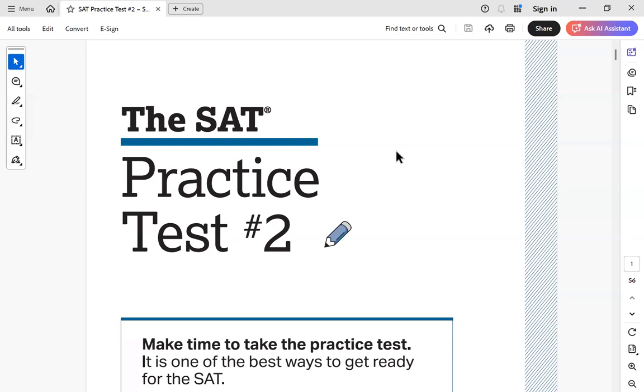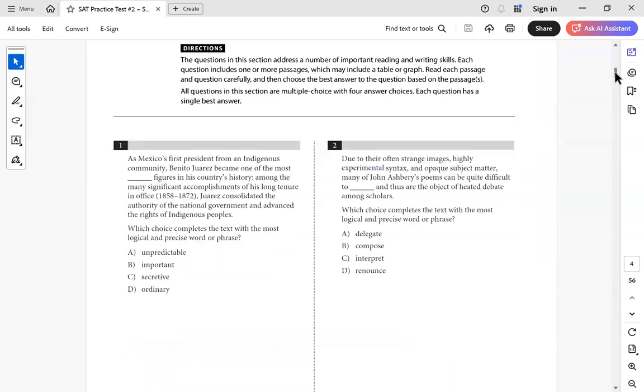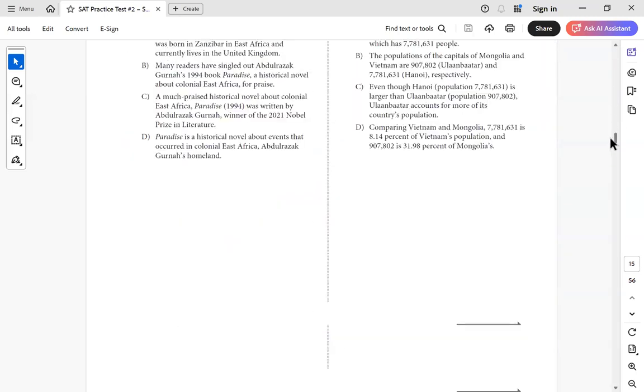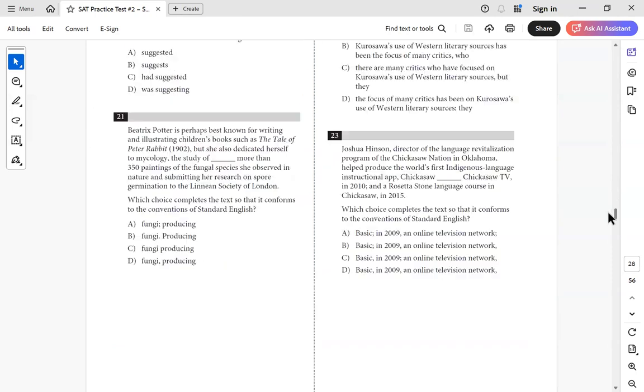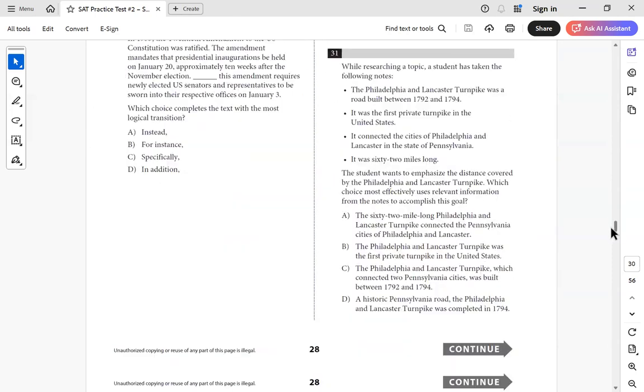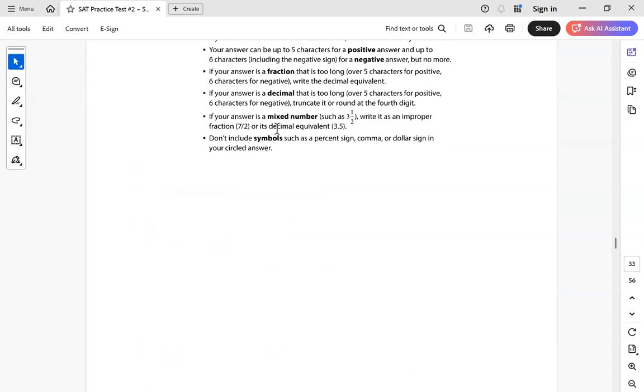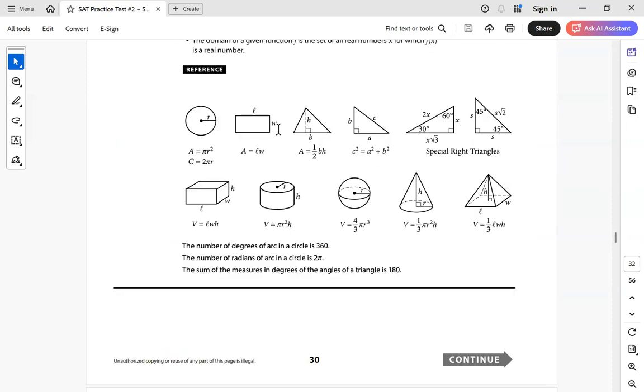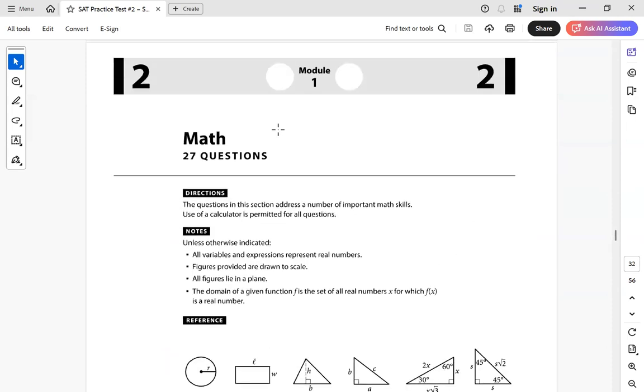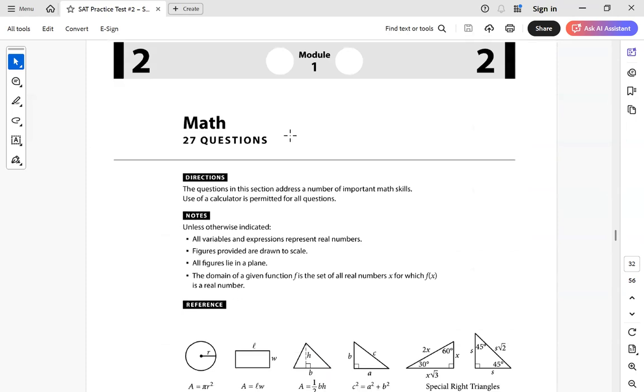Once you download practice test number 2, obviously you'll see a reading and writing portion with 2 modules. And once you get down to page 30, that's where the math portion starts with module 1.